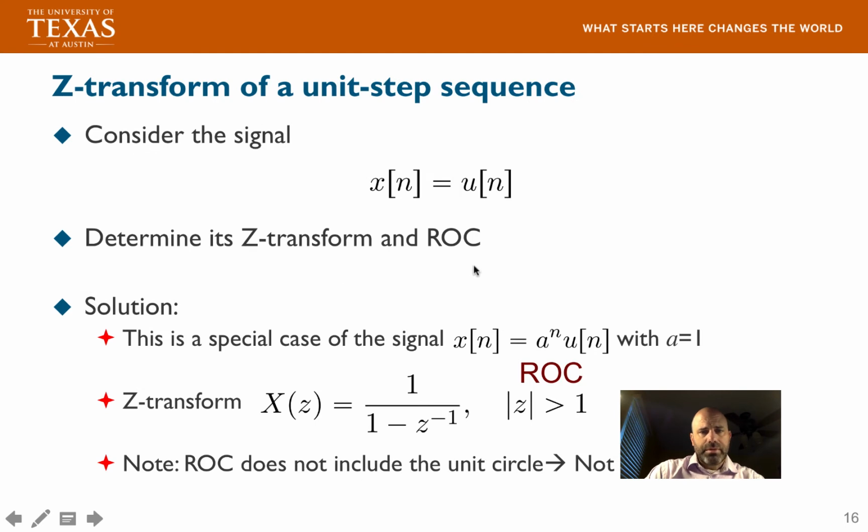So let's look at the z-transform of the unit step. This is just a special case of what we already did with a equal to 1. Substituting, X of z is 1 over 1 minus z inverse, absolute value of z greater than 1. And so it doesn't include the unit circle.